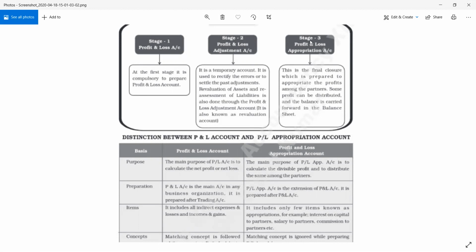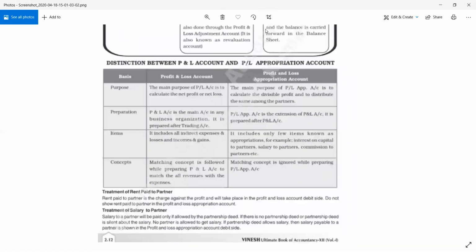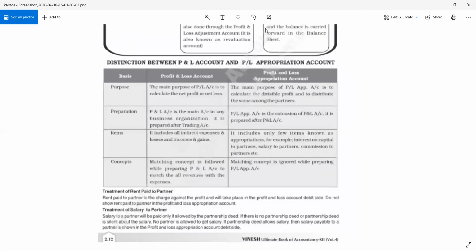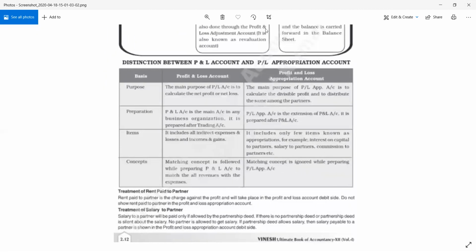Then the third stage is that profit and loss appropriation account. We are going to learn about this one. Okay, stage 1 and stage 3 we are going to learn here. So the profit and loss appropriation account is an account where we show the distribution of the amount receivable by the partners. Okay, all the items that are receivable by the partners will be shown in the profit and loss appropriation account. So now what is the basic difference between profit and loss account and profit and loss appropriation account?